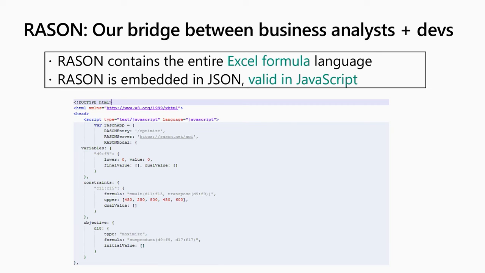So if we look at just a little segment of a web page, it's doctype and HTML and head and script, and then we drop into JavaScript. We start writing some JavaScript. We actually define something we're going to use, the server endpoint. And then we say Rason model, open brace, and the rest of it is pure Rason, because Rason is JSON. It's all a valid constant. And inside Rason, you can see things like SUMPRODUCT(D9:F9, MMULT(D11:F15)). That all works, because Rason contains the entire Excel formula language.